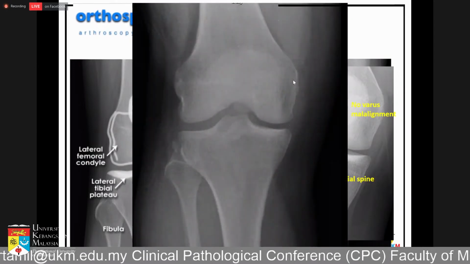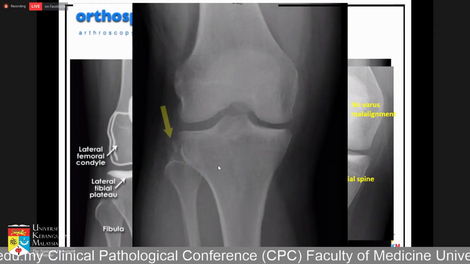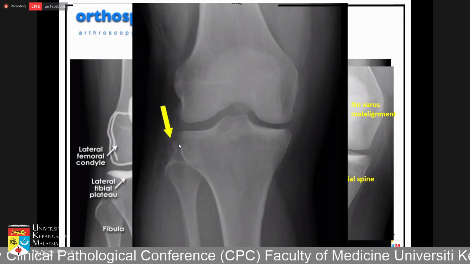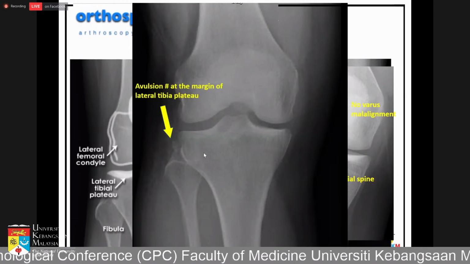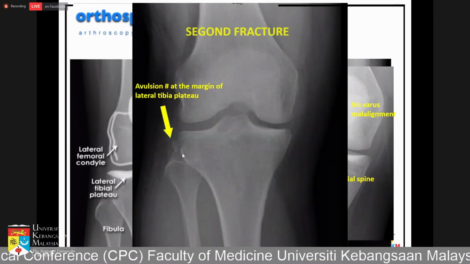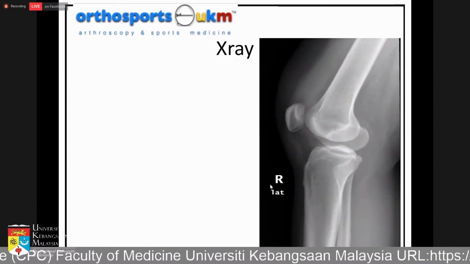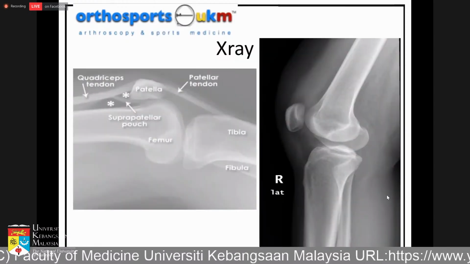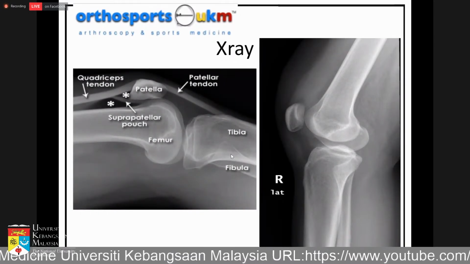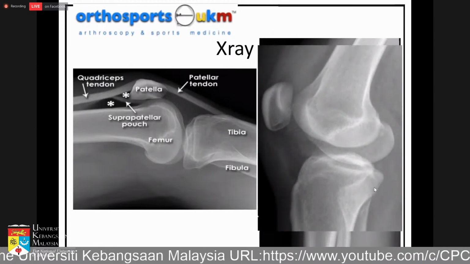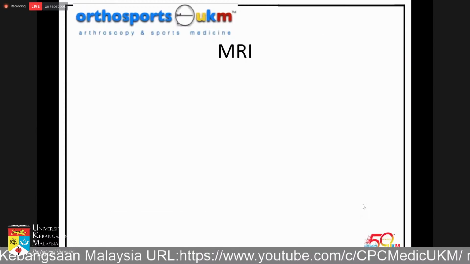This is an example of another patient, I'm just putting it here. As you can see, there is an avulsion fracture of the lateral aspect of the tibial plateau. This is called a Segond fracture. This is pathognomonic for ACL injury. So we look at the lateral view of the X-ray. These are the main structures that we need to see, and for this patient, as you can see, there is no avulsion fracture of the tibial spine.